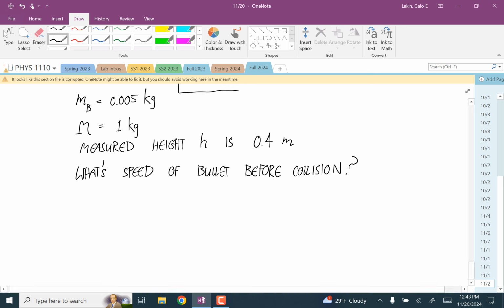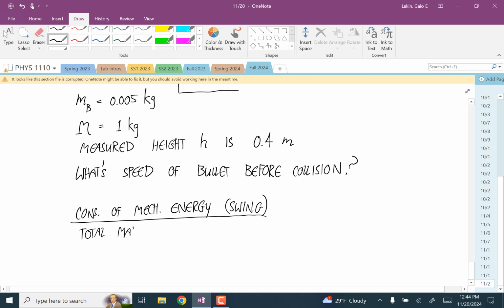So conservation of mechanical energy first. And this is for the swing. Well, this is what's going to be swinging here, the combination of the block and the bullet. So the total mass is 1.005 kilograms.